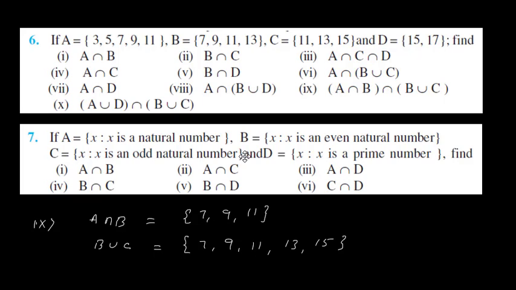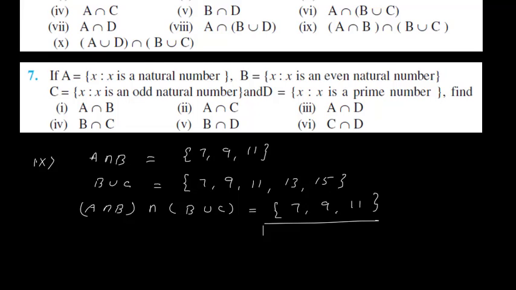Then we have A intersection B intersection B union C. So I have to find intersection between these two sets. So what is common? Element 7, 9 and 11 is common. So this is my A intersection B intersection B union C. In the similar manner you can find this 10th problem.